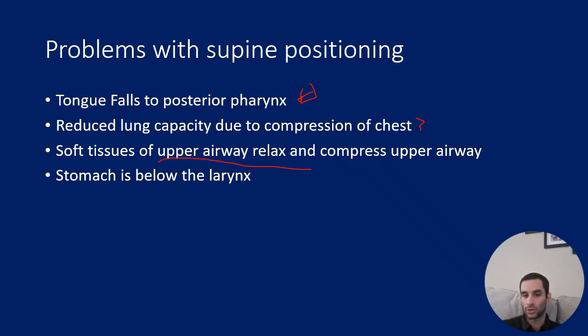The upper airway structures relax and compress the airway. And I should also mention this. Now the stomach is below the larynx, so this increases the risk of aspiration and vomiting. So keeping the patient upright is going to help mitigate some of these.